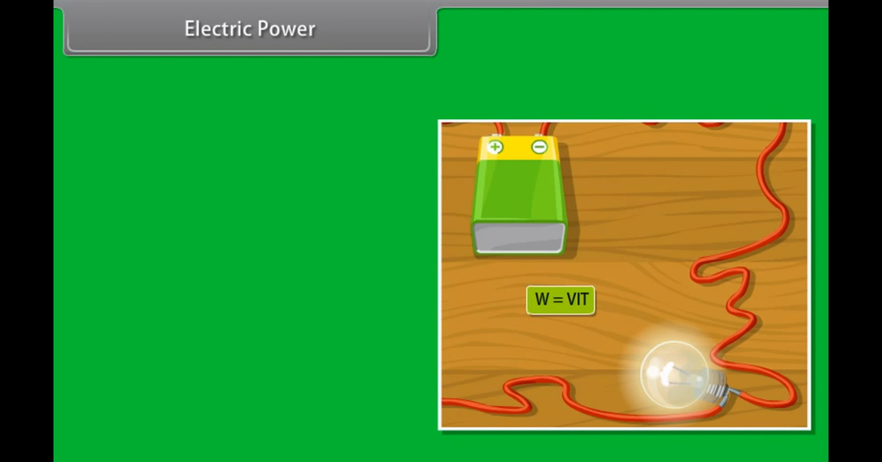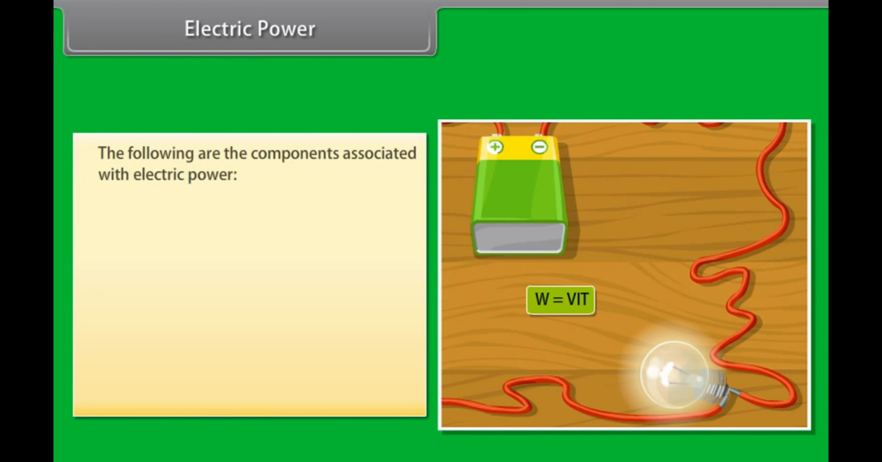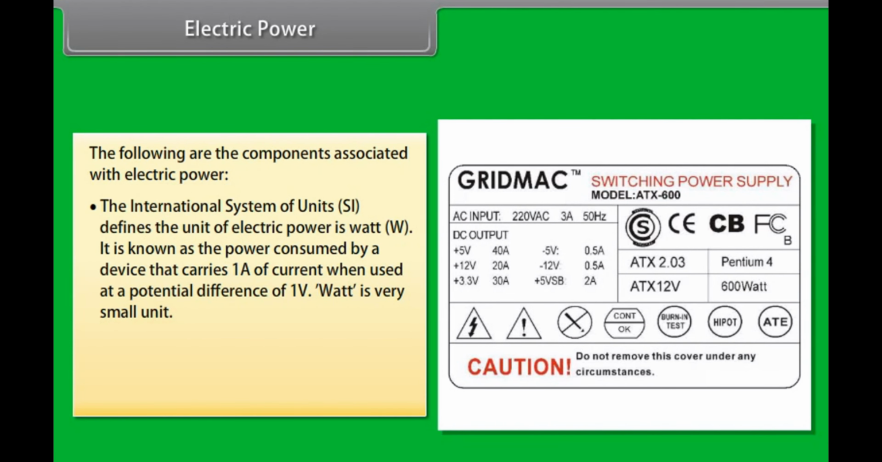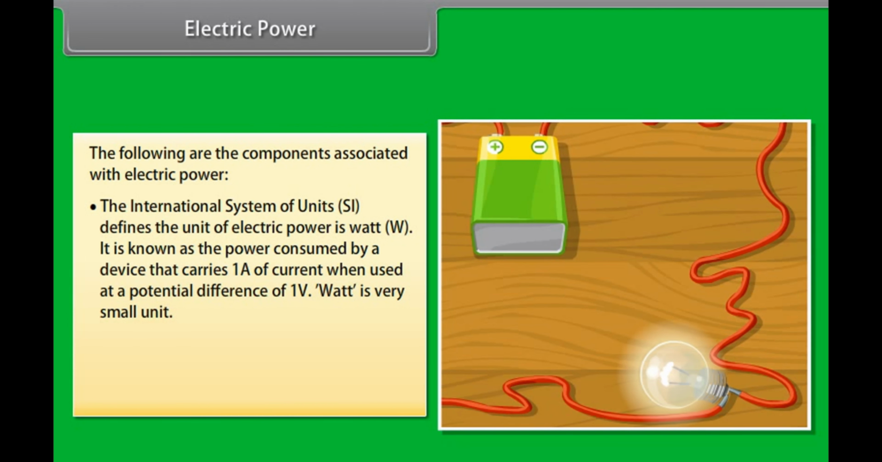Electric power. Electric power is the rate at which electric charge is transferred by an electric circuit. This is commonly known as electric power. The following are the components associated with electric power. The International System of Units, SI, defines the unit of electric power as the watt, W. It is the power consumed by a device that carries 1A of current when used at a potential difference of 1 V.